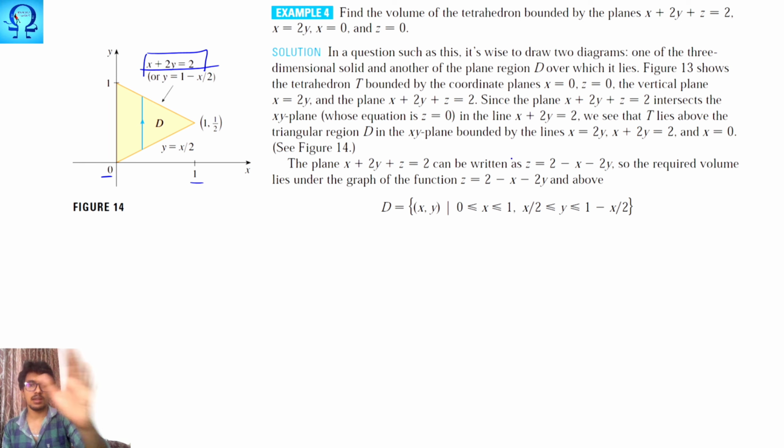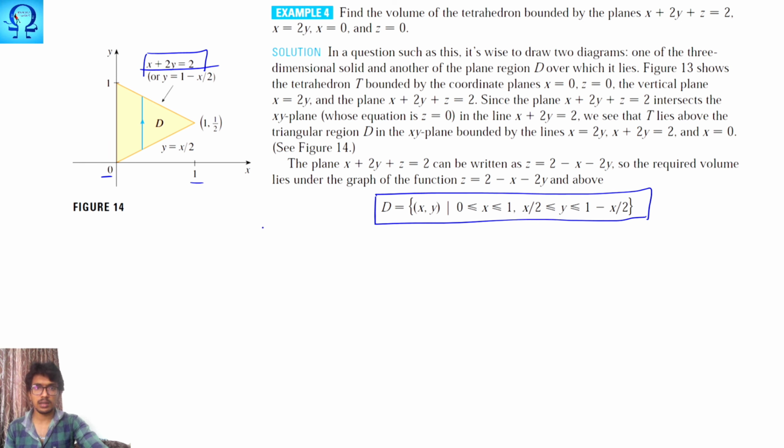All these things are explained in this. That is what I have told you in a simpler way. We'll have to project the tetrahedron on the xy plane. When you project things on the xy plane, your z value is 0. So what you have is only x plus 2y is equal to 2. From that you will have to deduce the y value. So that is where your region ranges.